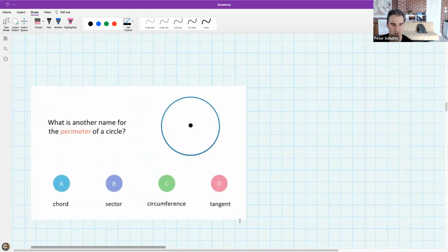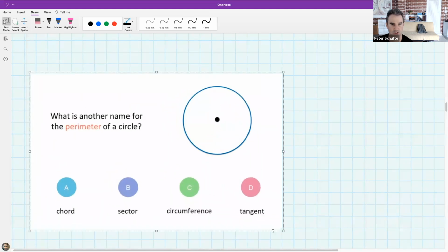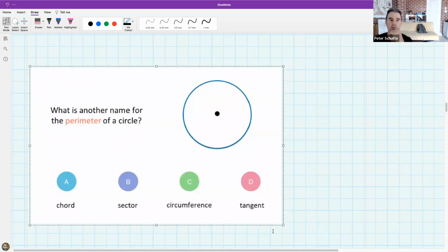Then I want you to answer this question. What is another name for the perimeter of a circle? Is it A, B, C, or D? Oh, a bit more debate here. So some people say B and some people say C.